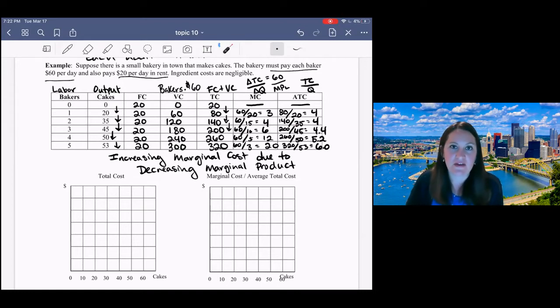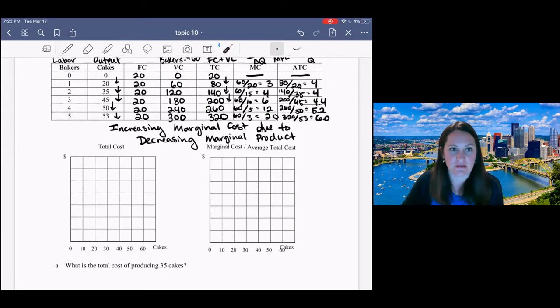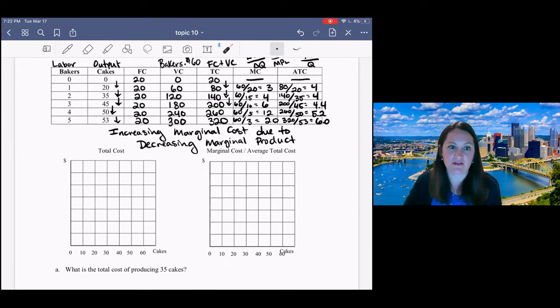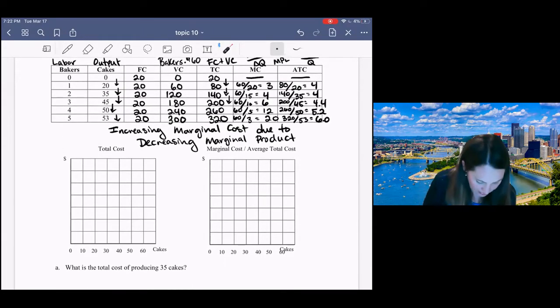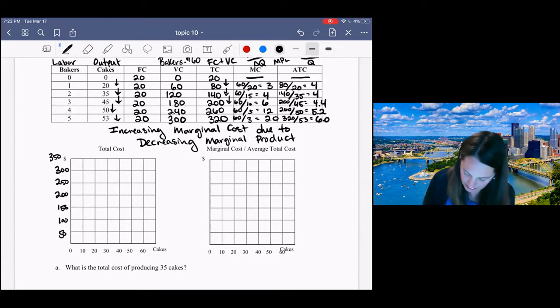But in this video, I really want to focus on thinking about what these cost curves look like. So the next thing we're going to do is to graph the cost curves. Okay, we're going to graph total cost on one graph here. We're going to put total cost, and I'll label this axis by 50s. And then on the other graph, we're going to put both average total cost and marginal cost, and I'm going to label this axis by 3s.